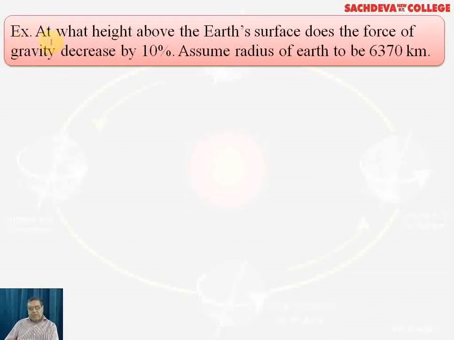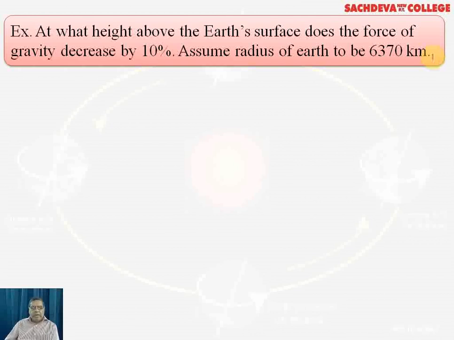Now we come towards certain applications. So there will be first example. At what height above the Earth's surface does the force of gravity decrease by 10%? 10% means 10 over 100, that is 1 over 10. And the radius of Earth is exactly taken as 6,370 kilometers. Normally, if the numbers are not provided, we take it as about 6,400 kilometers.